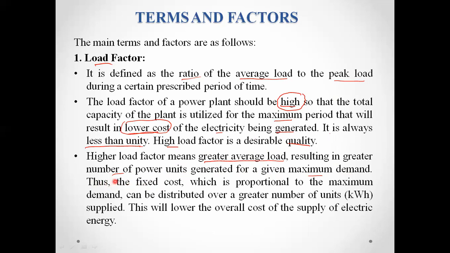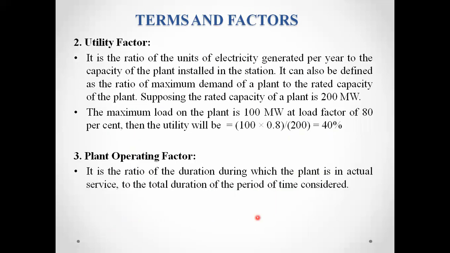So what we can say is that the fixed cost, which is proportional to the maximum demand, can be distributed over a greater number of units. Here the units will be in terms of kilowatt hour. This will lower the overall cost of the supply of electric energy. So what is desirable is that the load factor should be high. If there is a high load factor, automatically the overall cost of the electricity will be reduced.